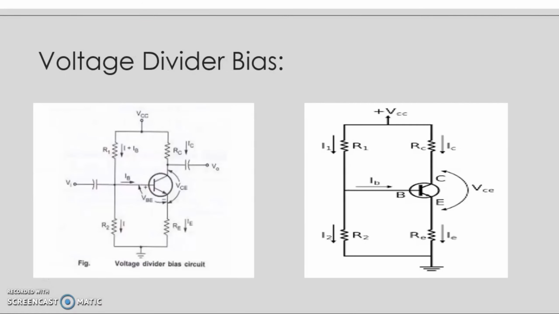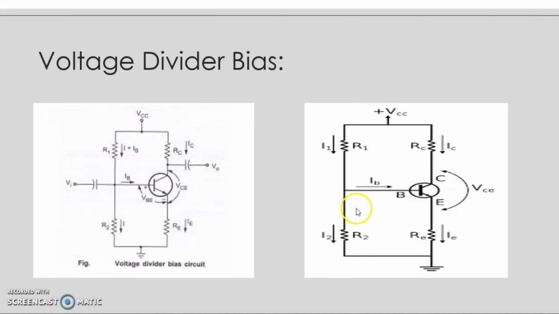Next is voltage divider bias, which is the most widely used biasing network. In voltage divider, we have R1, R2, RC and RE. R1 and R2 are Theveninized, and here we calculate RTH and VTH. RTH is R1 parallel R2. VTH is the voltage we calculate across R2, with the help of the voltage division rule. So we need to find the voltage across R2, that is R2 into VCC upon R1 plus R2.